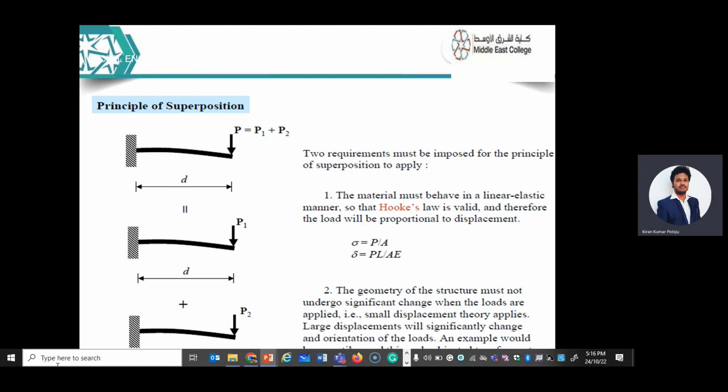And up to the maximum load that can be taken by this material. After that point, it is a breaking point, and that point is called the yield point. The yield point is the final point. After that, if you apply load, the material will break.